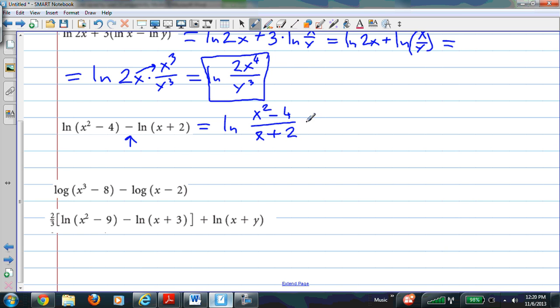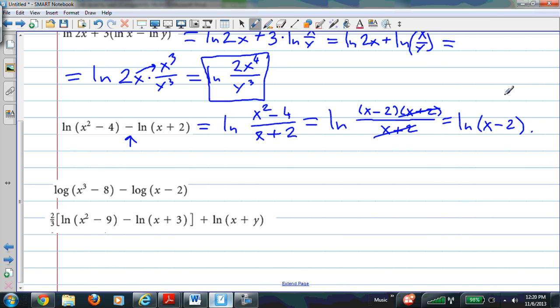Okay? I can actually take this further because in natural log of x squared minus 4, x squared minus 4 factors into x minus 2, x plus 2 using the difference of squares formula, divided by x plus 2. So I can reduce this fraction by x plus 2. That leaves us with natural log of x minus 2. And that's it. That's our final answer.